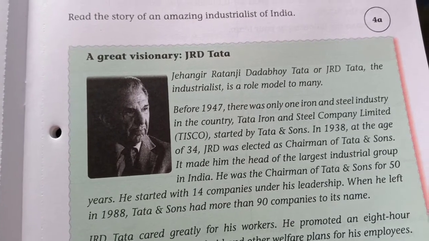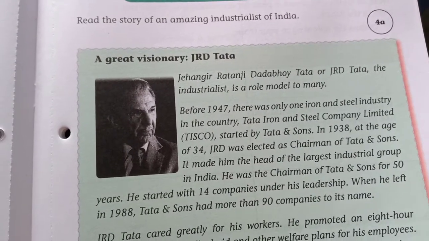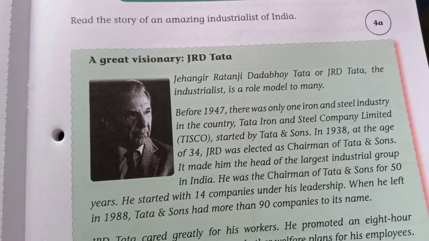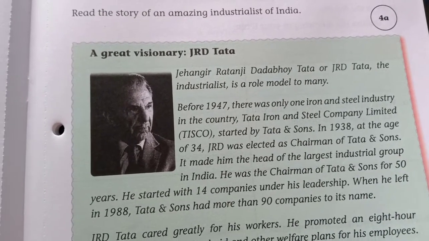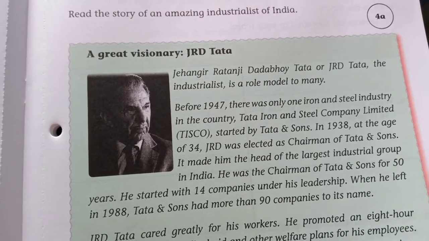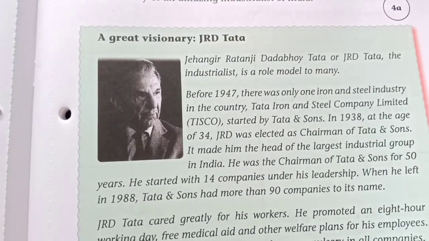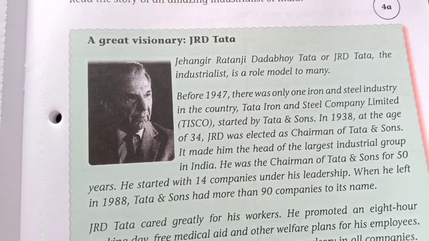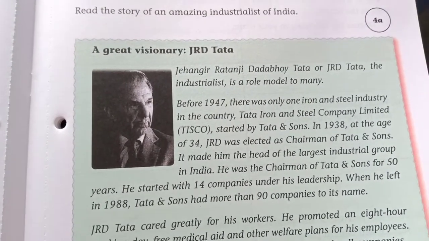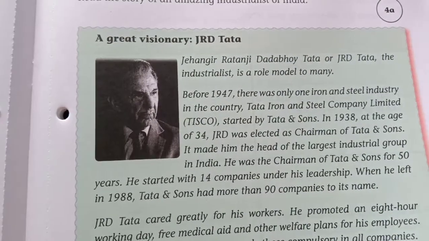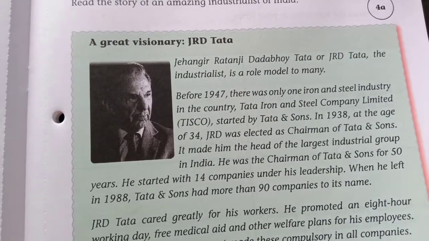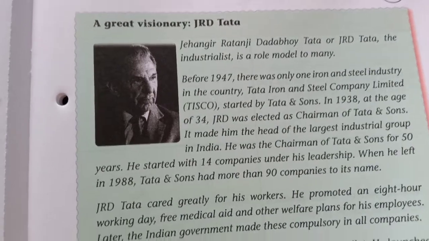J.R.D. was elected as chairman of Tata and Sons. It made him the head of the largest industrial group in India. He was the chairman of Tata and Sons for 50 years. He started with 14 companies under his leadership. When he left in 1988, Tata and Sons had more than 90 companies to its name.